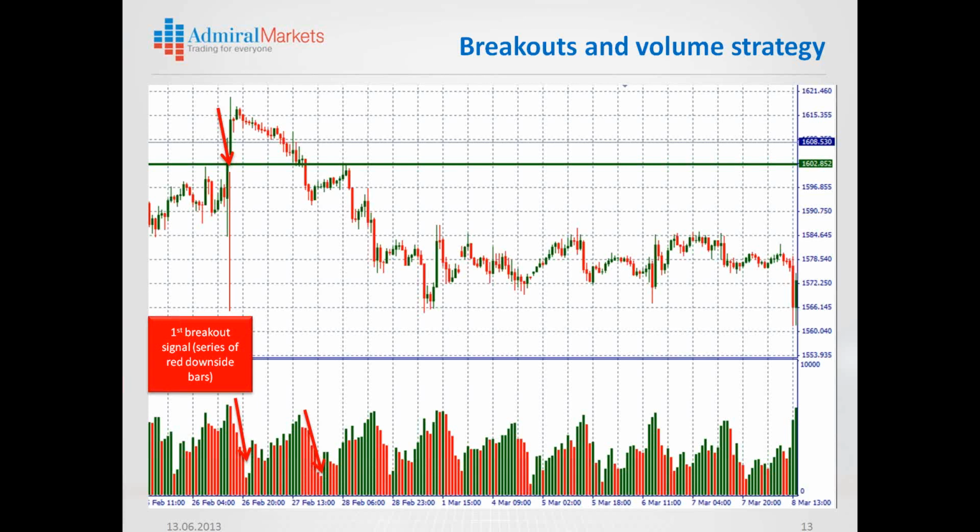And we see that that bar is also giving us a false breakout probably. Because after that we see red bars. We see that the bar structure is changing.